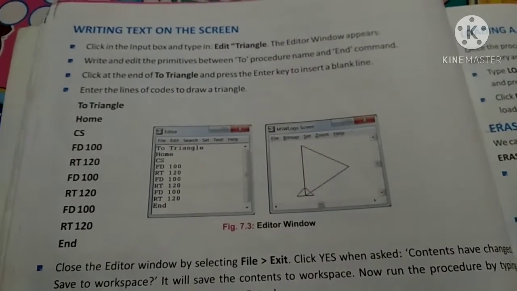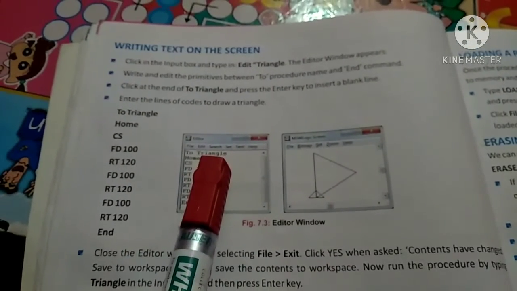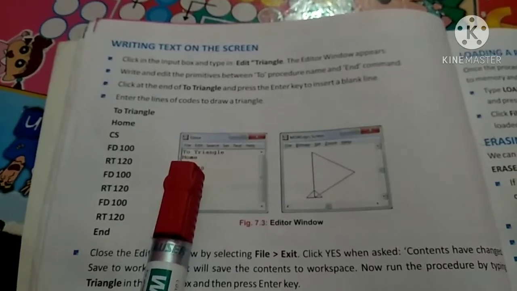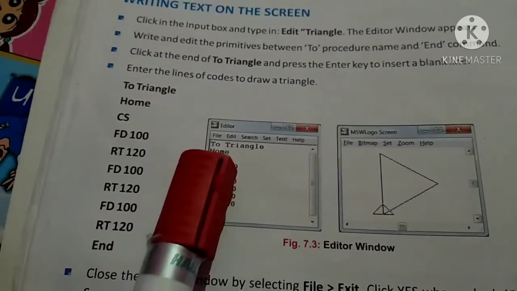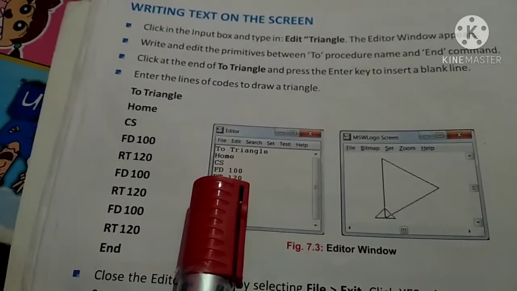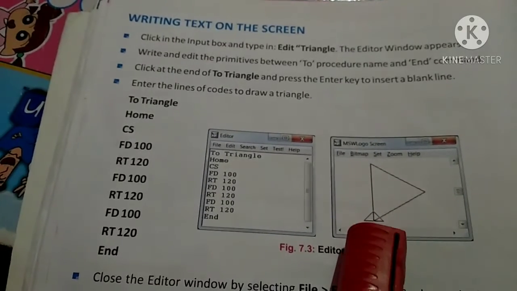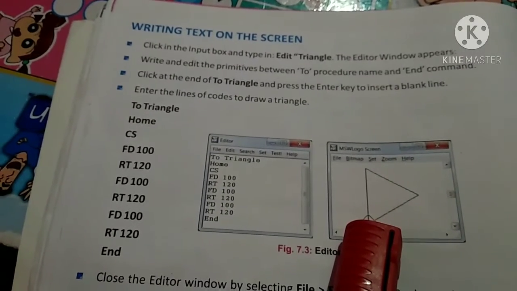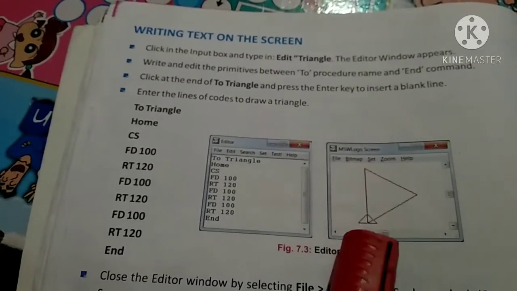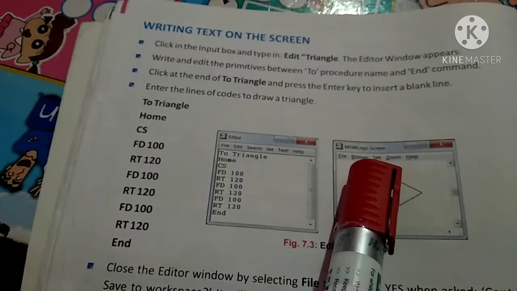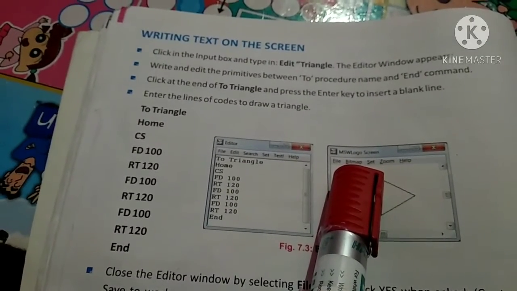Okay, you have to write the procedure name, that is TO triangle. This is our title line. Then we have entered the HOME. Okay, then CS is for clear screen. Next is FD 100. This is our turtle. Okay, this small triangle which you can see here is the turtle. FD 100, this is the forward command, means FD 100 will move the turtle from here to here, means from this point 100 points in the forward direction.